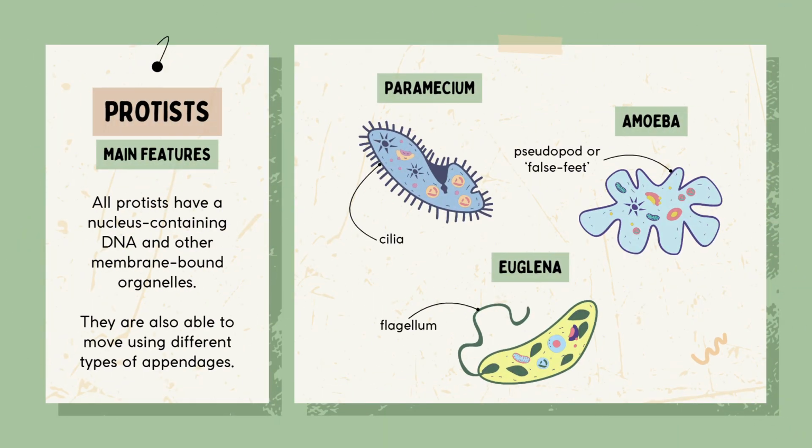Protists, main features. All protists have a nucleus containing DNA and other membrane-bound organelles. They are also able to move using different types of appendages: paramecium uses cilia, amoeba uses pseudopods or false feet, and euglena uses a flagellum to move like the bacteria.